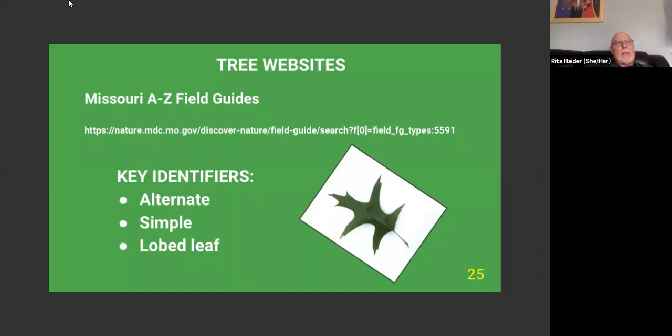So having given you some of those principles of opposite versus alternate, compound versus simple, pinnate versus palmate compound, and veining, let's go through. I'm going to show you a few websites that I particularly like for identifying trees, and we'll use several of those traits. My single favorite website for identifying trees in Ohio is the Missouri A to Z Nature Guide. And I give you links.